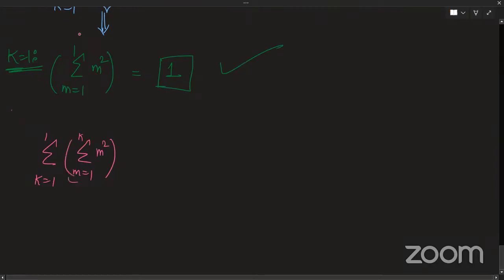So now, can you help me solve this inside bracket first? It will be sigma k going from 1 to 1. So what is the sum of squares of the first k natural numbers? It is k into k plus 1 into 2k plus 1 by 6, right?